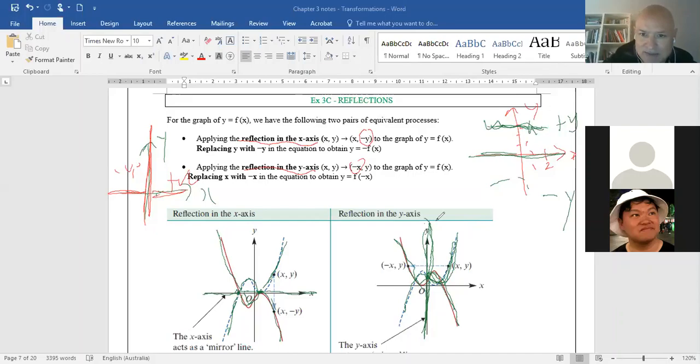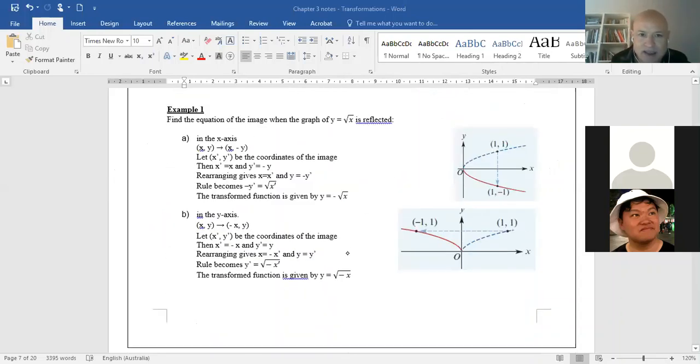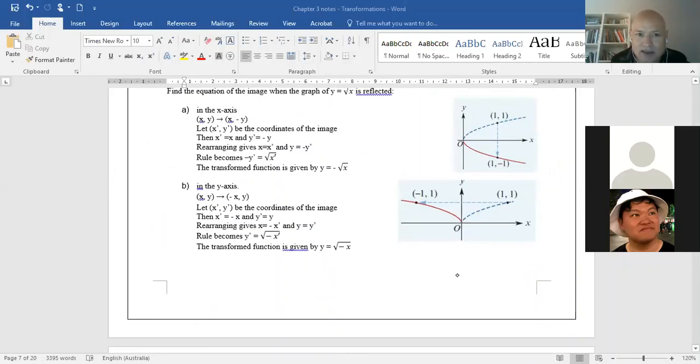Okay, I'm going to clear this. And let's move on. Example 1. So this is the type of thing more likely that they will give you.